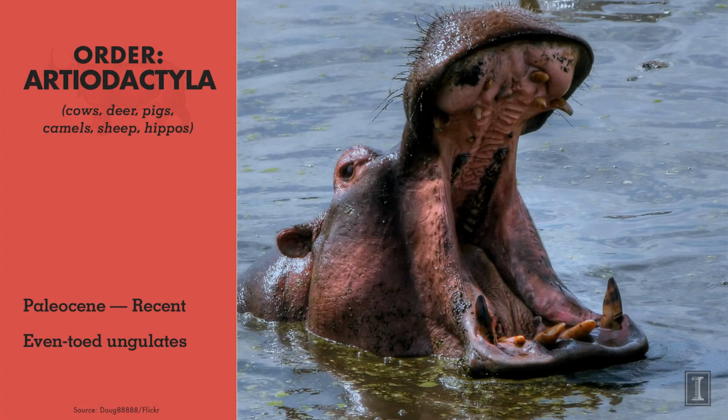So I'm going to leave these guys here since they're behaving, and we'll move on to a couple of descriptions of orders that we don't have examples with us in the studio here, but you'll see why in just a minute. All right, so the order Artiodactyla is next that I want to describe here, and they arose in the Paleocene, and they're still around today, and these are even-toed ungulates.